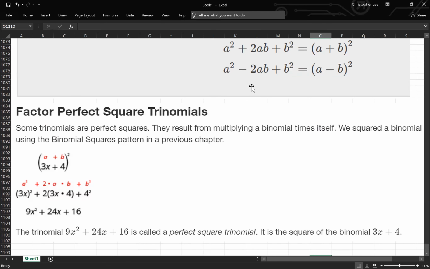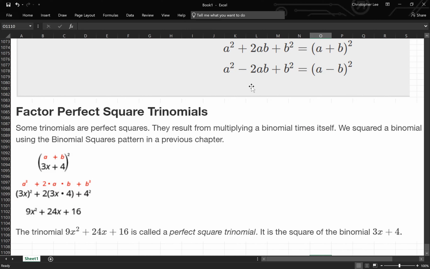So we want to factor perfect square trinomials, right? Some trinomials are perfect squares. They result from multiplying a binomial times itself. We squared a binomial using the binomial squares pattern in a previous chapter, right?